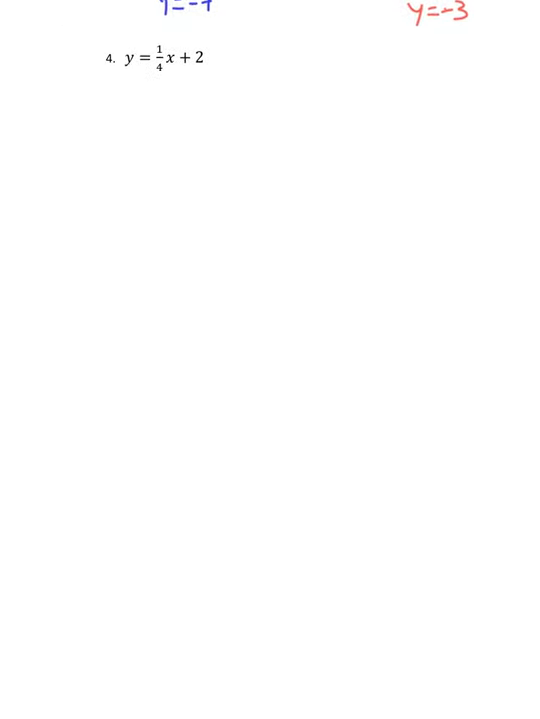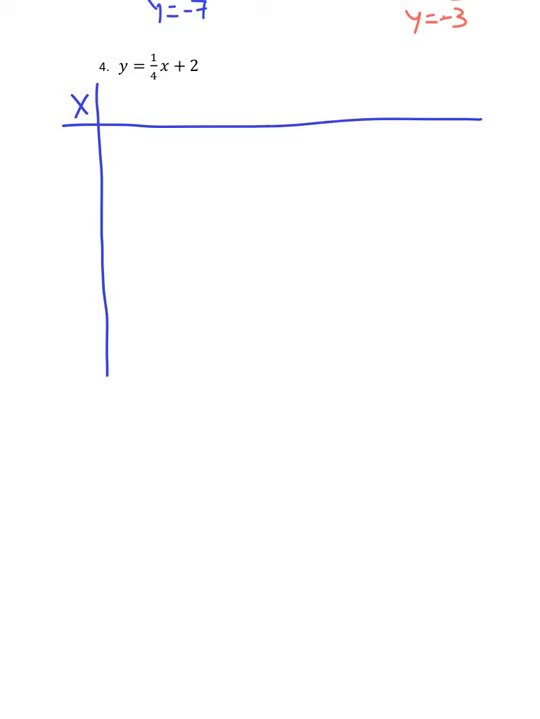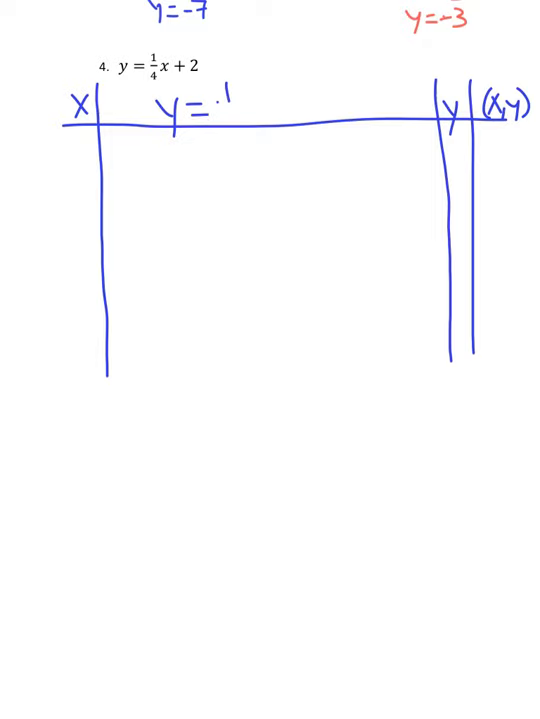Last 2 problems. I gave us some with the fractions. These cause us the most grief, I think, because fractions just freak us out. We don't like fractions. But before we deal with the fraction, let's just set up our 4 column table here. So I have x, I have y, what's a skinny y? See if I can write that small. And then I have y equals 1/4 x plus 2 in the middle, right? So we're going to find values of x and plug in and solve for y.